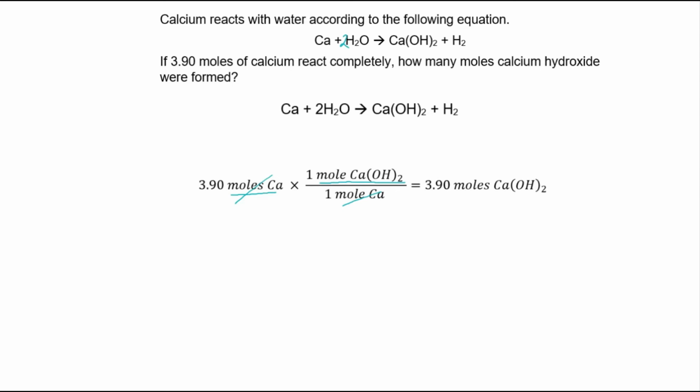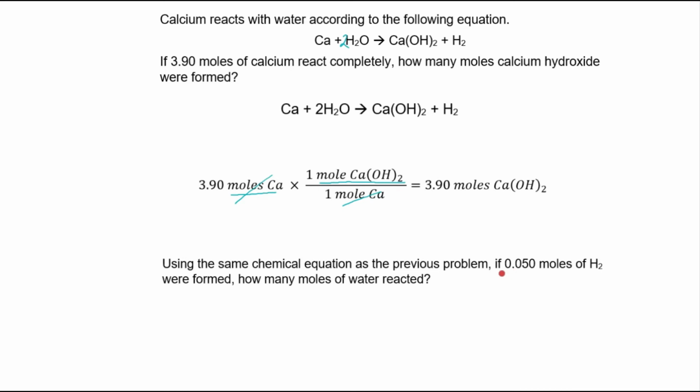Let's stick with this same chemical equation, but ask a different question. So now what we want to know is if 0.050 moles of hydrogen were formed, how many moles of water reacted? In this case, we are starting with a product, our hydrogen, and we're asking about a reactant, water. We do this problem the exact same way.